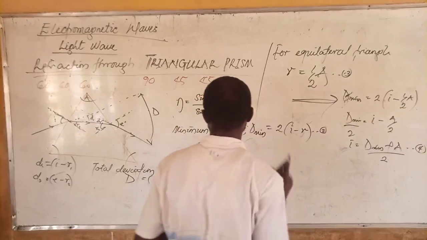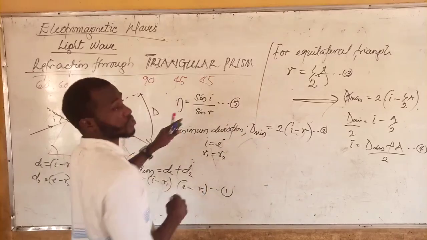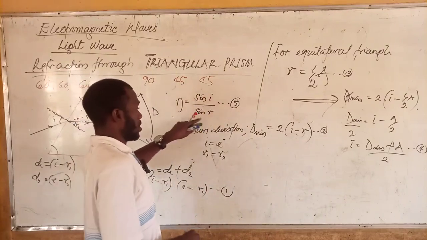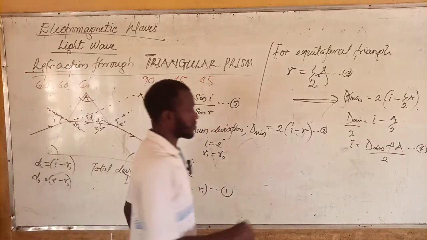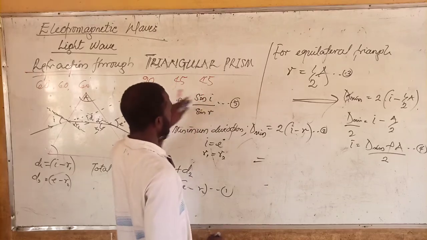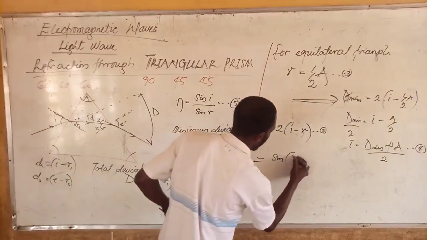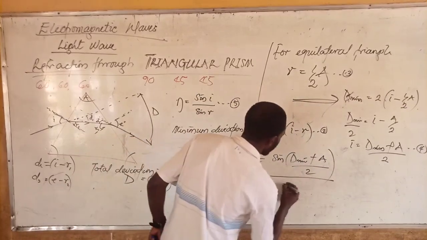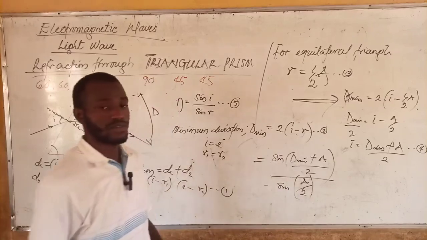All right, then recall our first equation. Let's make it equation 5. We already know that the sine of the angle of incidence over the sine of the angle of refraction, from Snell's law, is a constant for any given pair of media. So we can now substitute equation 4 into equation 5, so that we have sine of (D min plus A) all over 2, over sine of A over 2. And that is how the formula is derived.